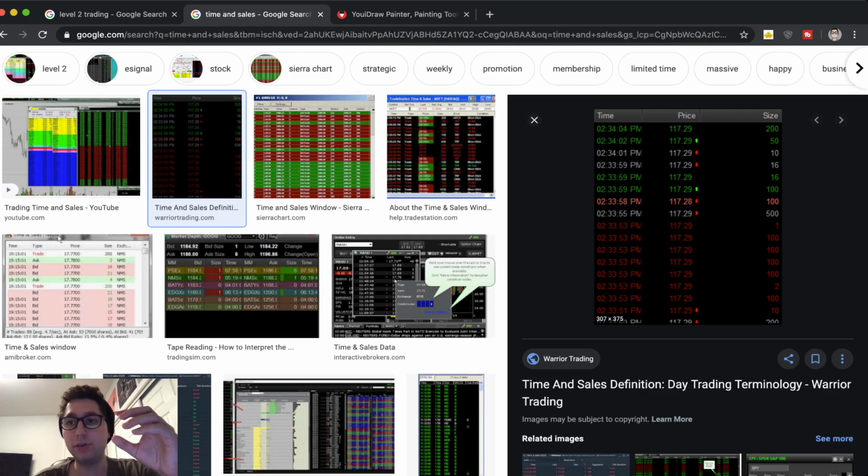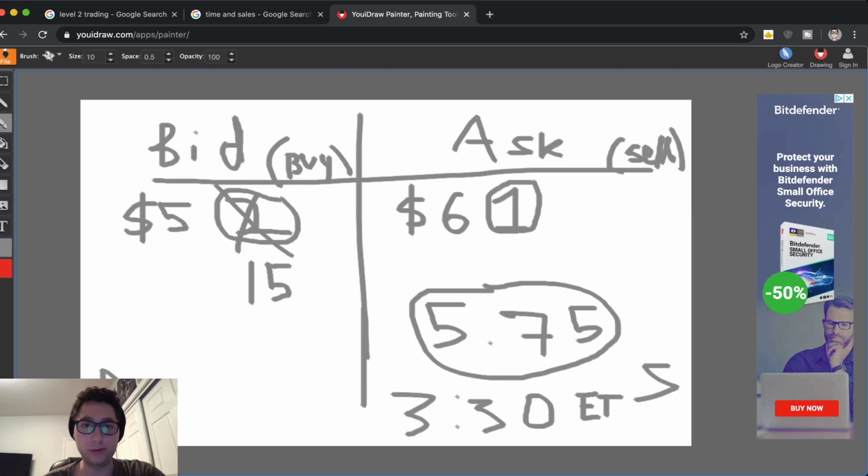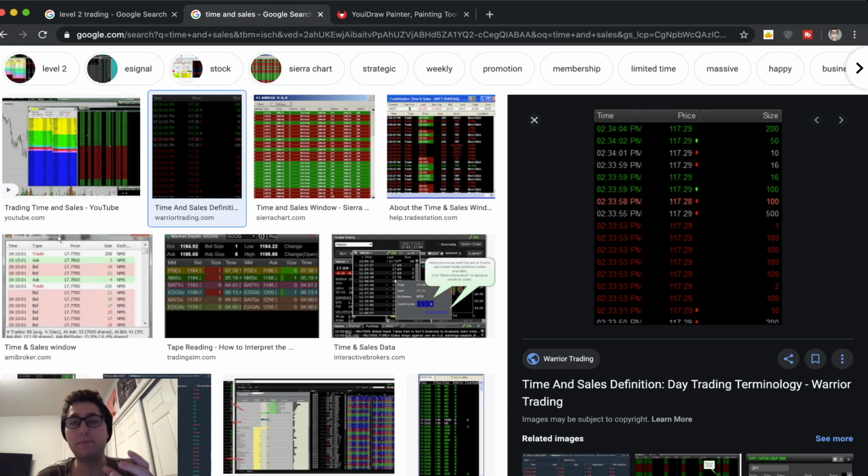So if you have more buyers, which is what we have in this example, because there's 15 compared to 1, what you would see happening is that because the buyers are in control, they have the power. The people who are selling their pens can't sell it for $6 because no one's going to take it. So what they have to do is reduce their price and come down to maybe $5.75. And because the sellers are coming down, that represents that the buyers are in control, so there's strength and the price might go up in the future.